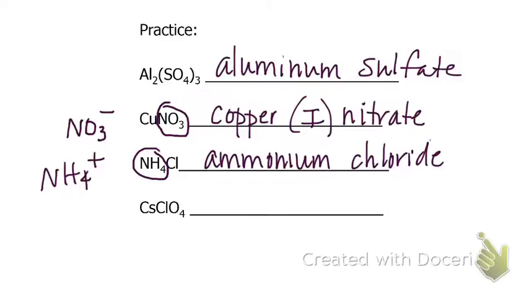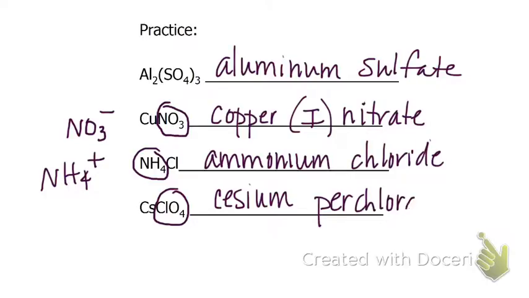And then the last one, you have cesium, which is a metal, so we want to look up this ion. What is that ion? So we know this first part is cesium. And what is ClO4? Perchlorate, which is one of our ions for tomorrow's quiz, right? On Friday. Okay? Are there any questions? Does it seem fairly straightforward?